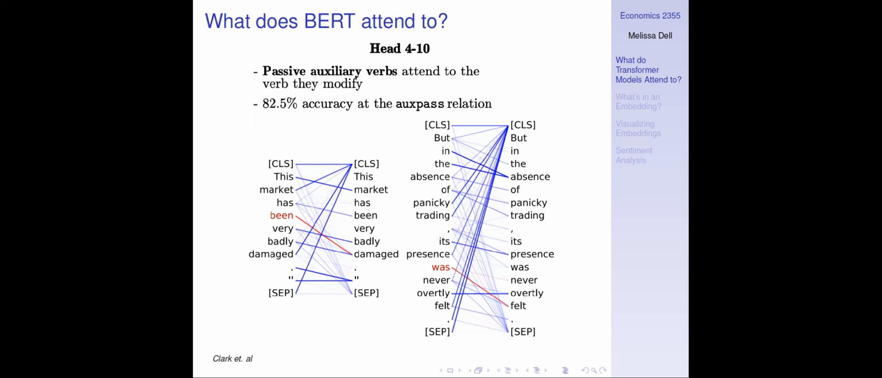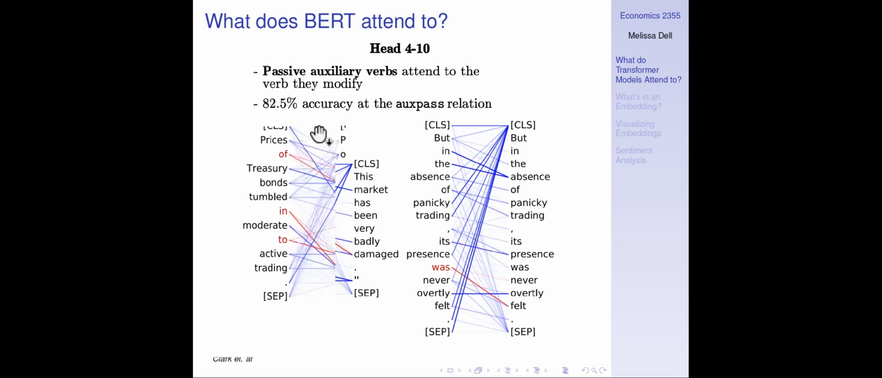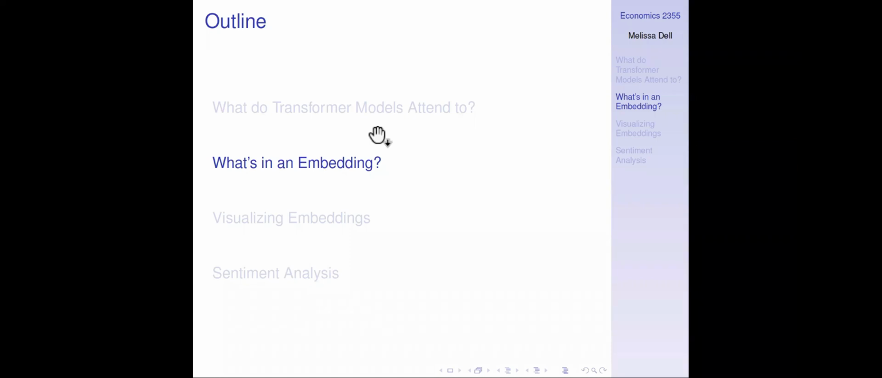Basically all this grammar stuff is in there being attended to, and people didn't have to engineer it to do it. It's not trained to recognize parts of speech or anything. It's just trained to figure out what the masked token is. And it turns out you need to attend to all these grammatical things to be able to figure that out. Here's another one: passive auxiliary verbs attend to the verb that they modify. And so you could go on about this.